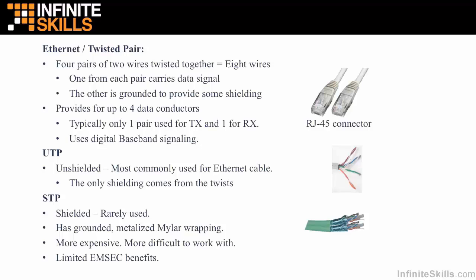So we wrap this, it's almost like a foil. We wrap this foil around the 4 twisted pairs, and then we ground that foil at the endpoints. So this produces an extra layer of shielding around the data carrying wires. So this is our shielded twisted pair.